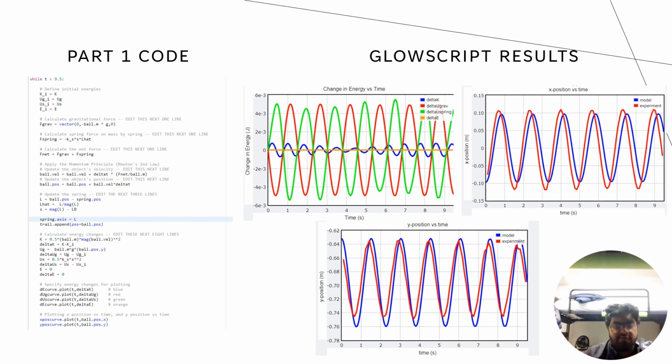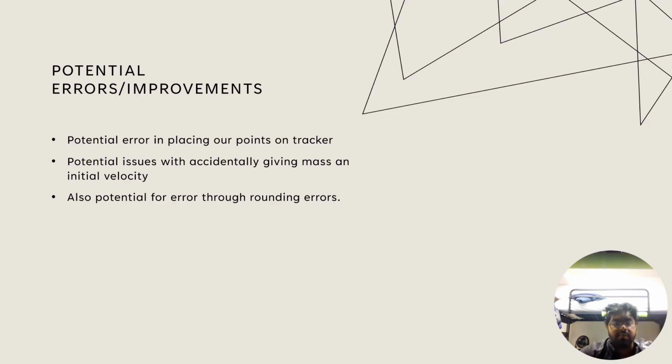Here's our code for part 1. You can see in the GlowScript results, we have closely matching data with part 1. The first graph shows all the different energies, and then at the end of the day, our net energy. The top right shows our x position over time, and the bottom one is y position over time. Some potential errors or improvements could be in putting our points on Tracker, potential issues with accidentally giving the mass an initial velocity, and then maybe potential rounding errors.